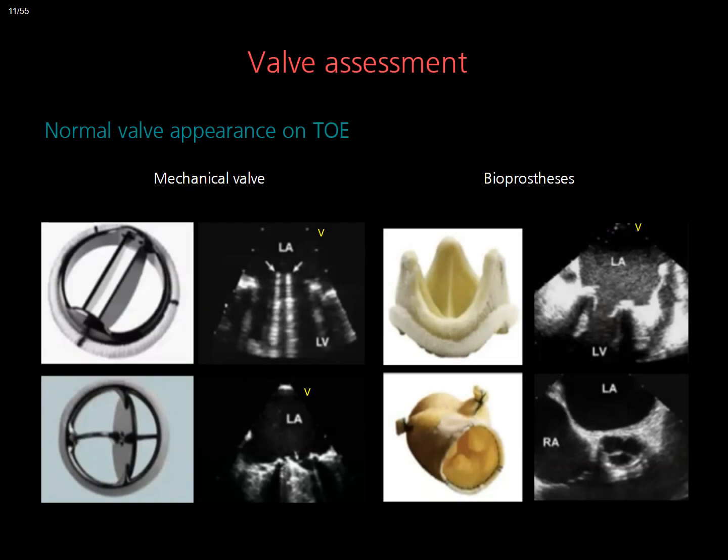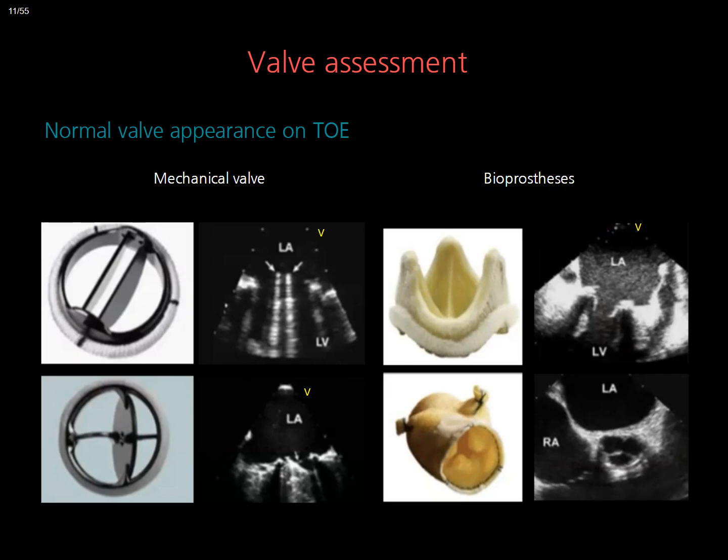TOE is ideal for defining prosthetic valve morphology, especially in the mitral position. First, recognize what is normal for the valve design you are looking at. Mechanical valves create strong shadowing and reverberation, so the sewing ring is bright and parts of the valve may be obscured. When possible, confirm occluder motion and remember that small physiological leakage jets are expected.